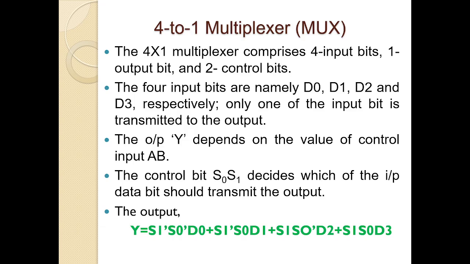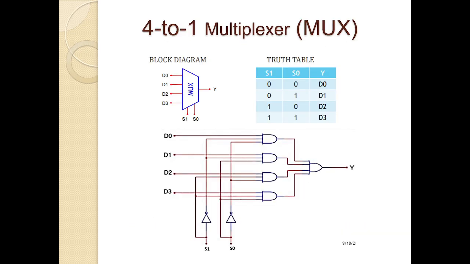So the output equation is S1 bar S0 bar D0 plus S1 bar S0 D1 plus S1 S0 bar D2 plus S1 S0 D3. So this is the 4:1 multiplexer block diagram, truth table and logic diagram. When the selection line is 0, 0, the D0 input is connected to the output. When the selection line is 0, 1, the D1 input is connected to the output. When the selection line is 1, 0, the D2 is connected to the output. When the selection line is 1, 1, the last input D3 is connected to the output.